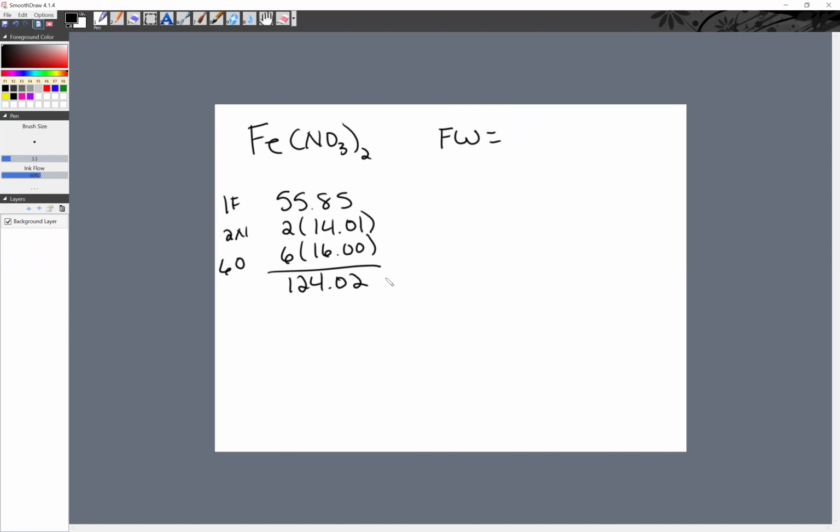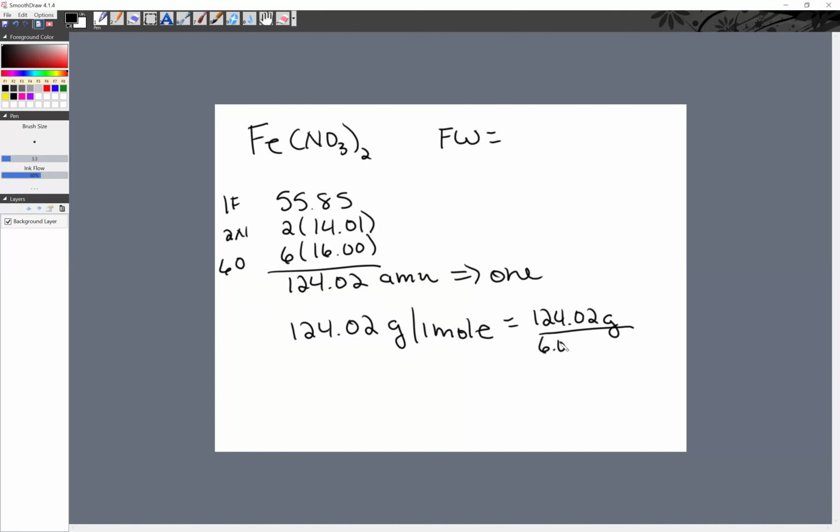All right, now I could say AMU if there was just one of them. Or I can say 124.02 grams for every 1 mole. I could also say 124.02 grams per 6.022 times 10 to the 23rd molecules or things right there. Okay, this is just a tool. So go back to dimensional analysis. Having the mole calculation for the molecular weight or the formula weight is just a tool. Just a tool. All right, go back to the notes.